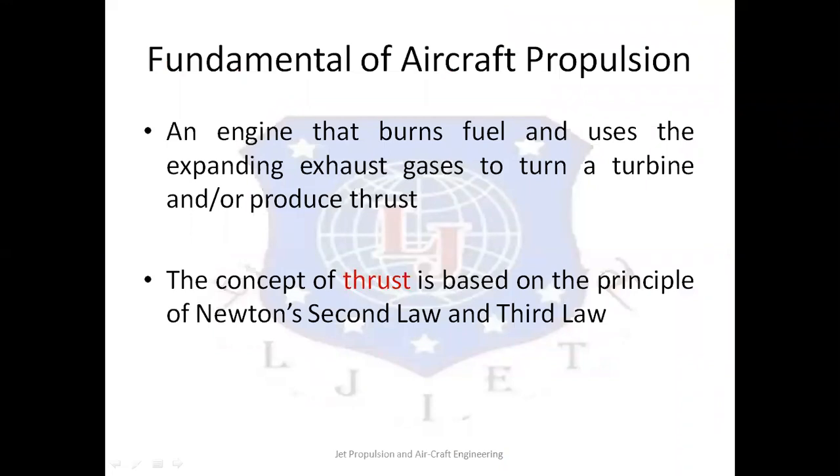Basically, a jet engine is an engine that burns fuel and produces exhaust gases, which are partially expanded to turn a turbine, while the remaining gases are expanded in nozzles, which produce thrust. The whole concept works on two basic principles: Newton's second law and Newton's third law of motion.